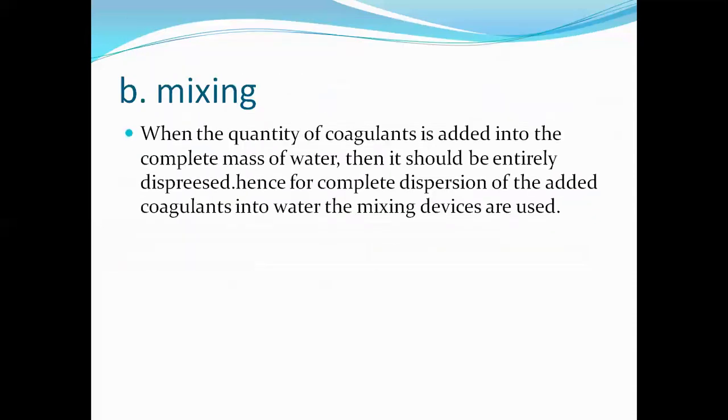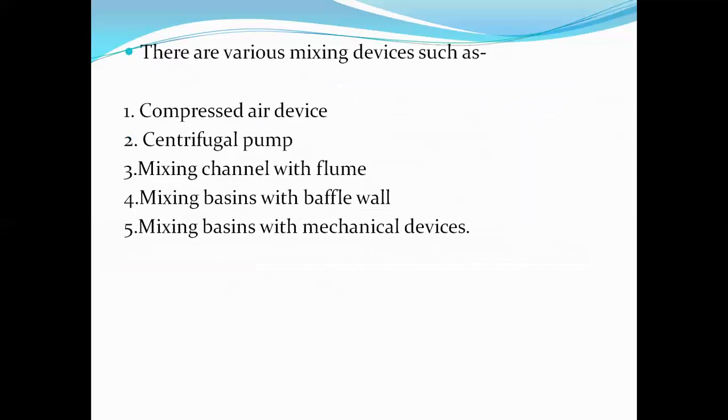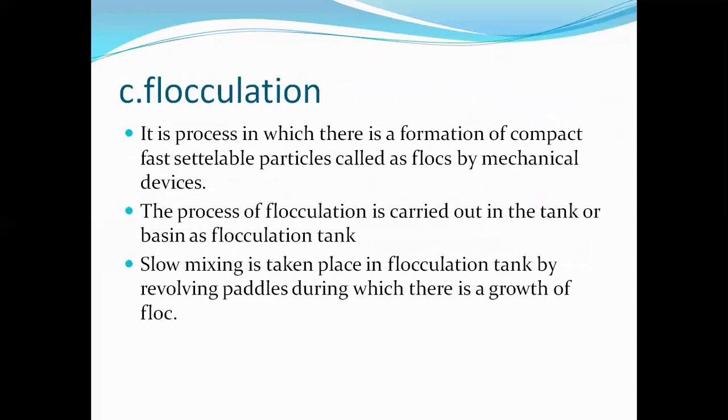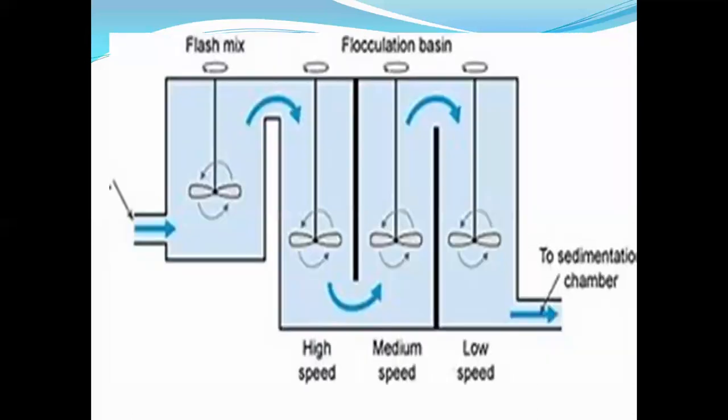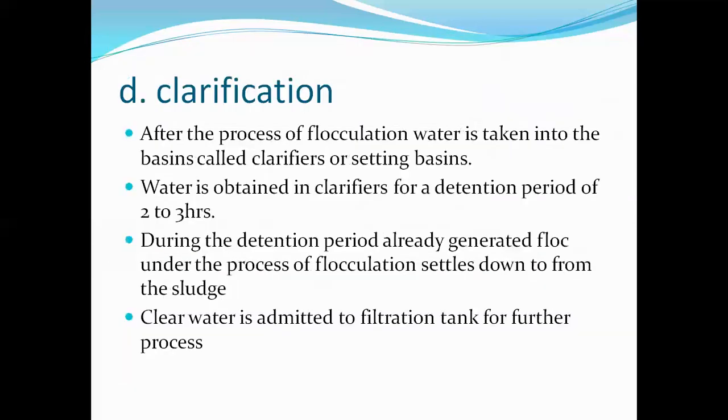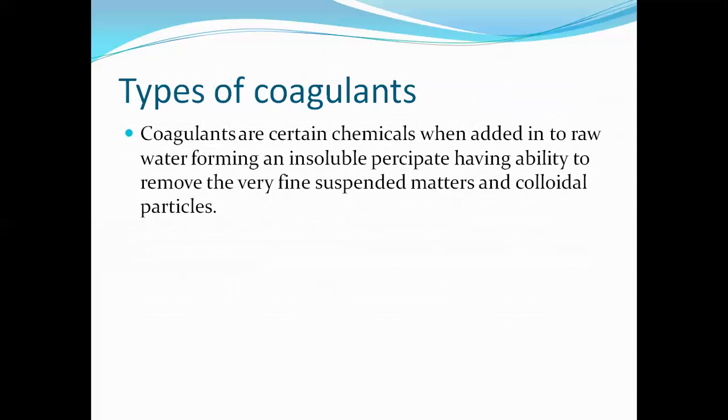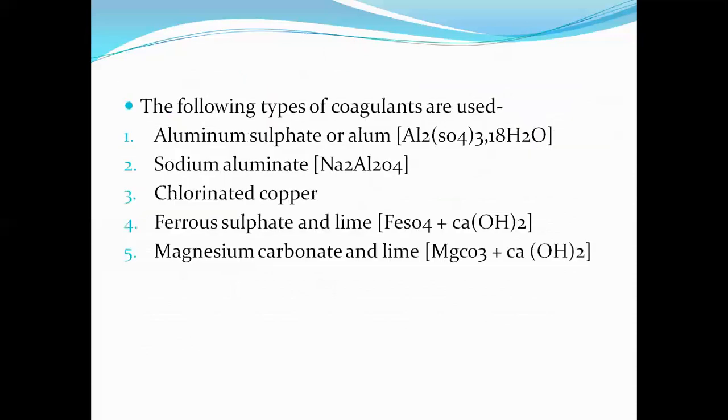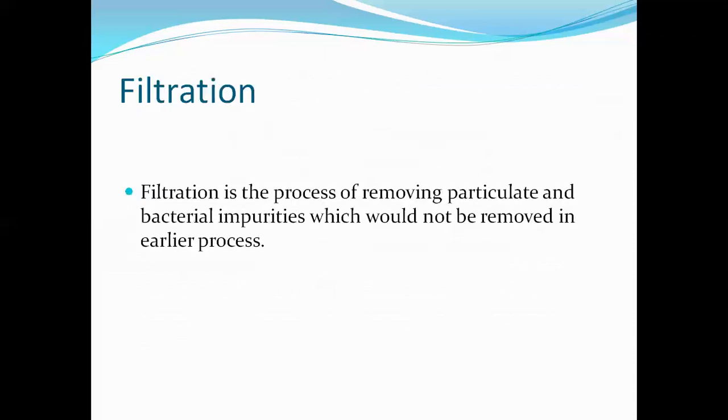After that, the second coagulation process is mixing. There are five different devices used for the mixing process. Then the third coagulation process is flocculation, and fourth is clarification. After that, we had discussed the types of coagulants. There are five different types of coagulants which are used for the coagulation process.